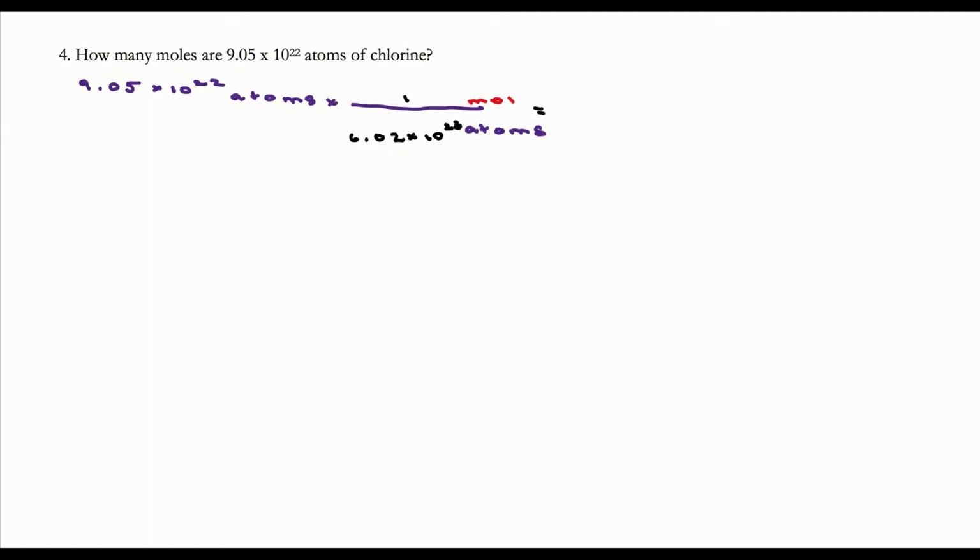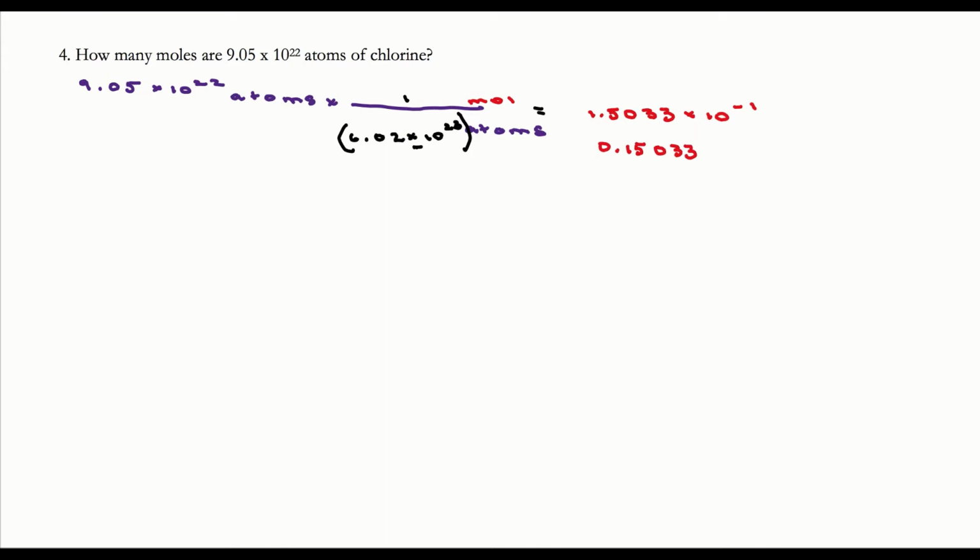Okay, so now I need to take in my calculator 9.05 times 10 to the 22nd, and I'm going to divide that by, in parentheses, make sure your 6.02 times 10 to the 23rd is in parentheses, or else the times 10 to the 23rd is going to mess up your answer. 6.02 times 10 to the 23rd, close my parentheses, and the answer that I get, unrounded, is 1.503 times 10 to the negative first, which is also the same thing as saying 0.15033 in standard notation. Okay?